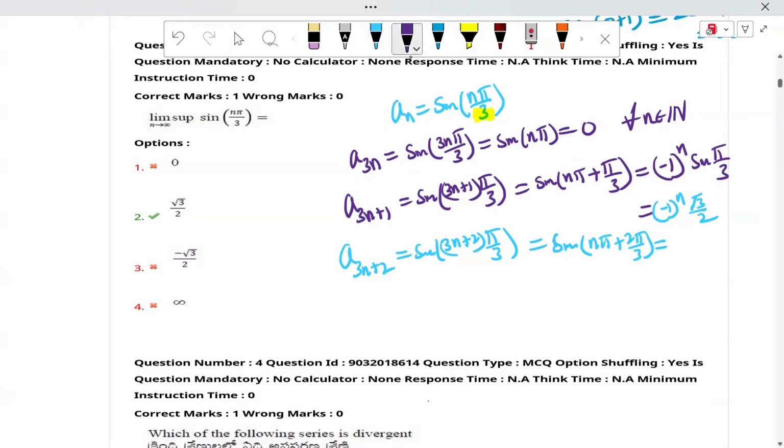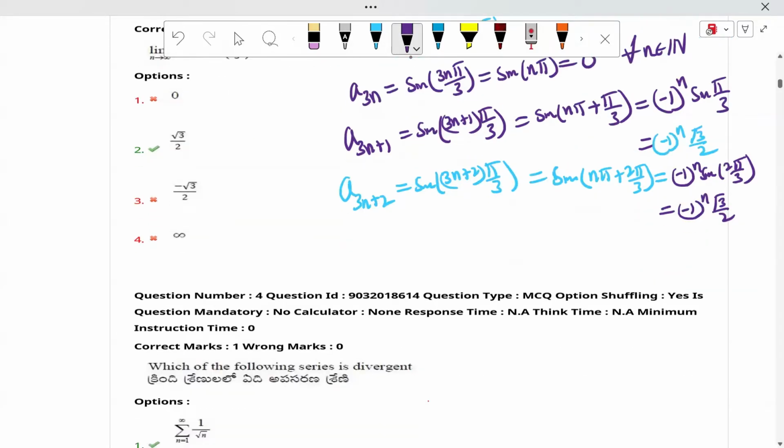We know that this is nothing but (-1)^n sin(2π/3). So it is also (-1)^n √3/2. So finally we got the answer.